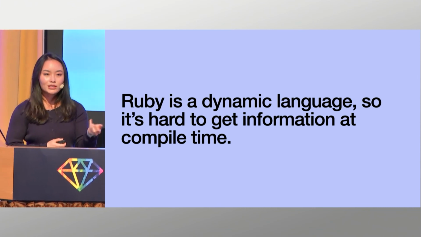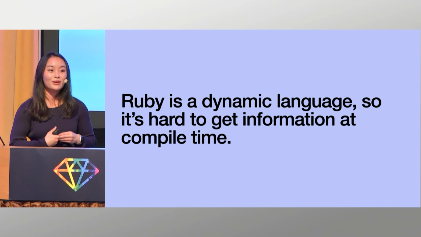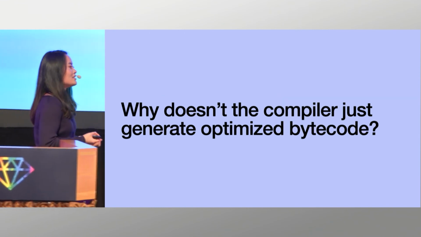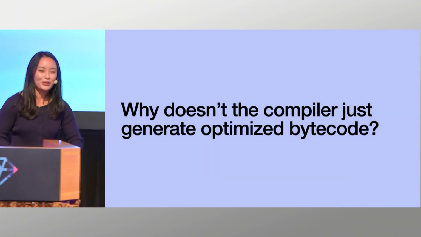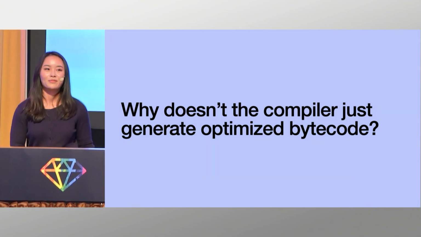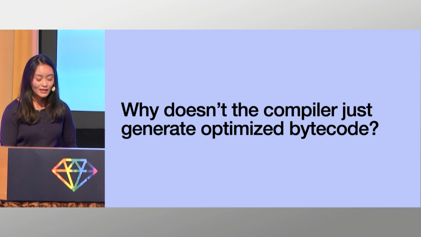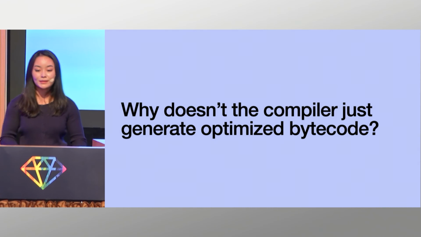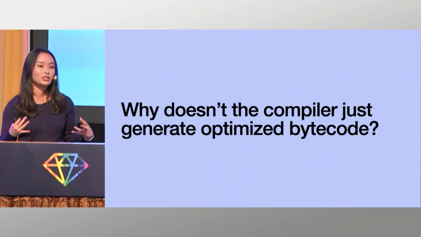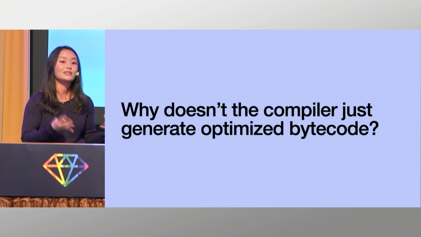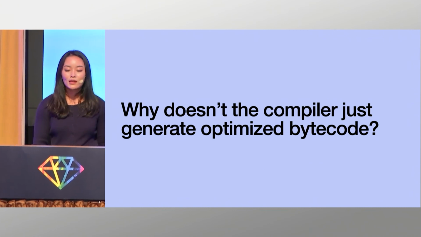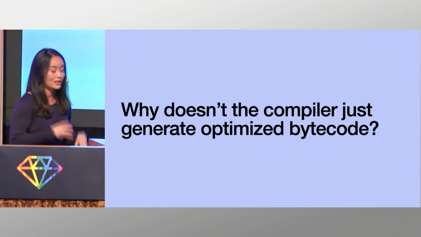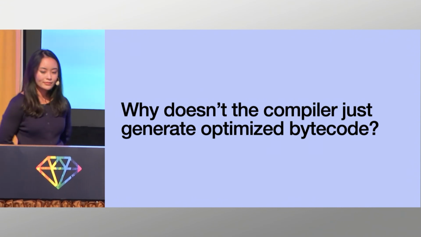So one question that you might be wondering while listening to me up here right now is why doesn't the compiler just generate optimized bytecode? Why do we need this optimization pass? The reason is the way the compiler is implemented. It is unable to see the bigger picture, because essentially what it does is translate the AST nodes into bytecode. So it makes sense to split up the responsibilities of the compilation and optimization process.